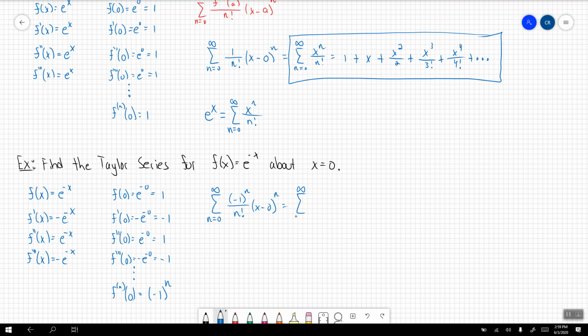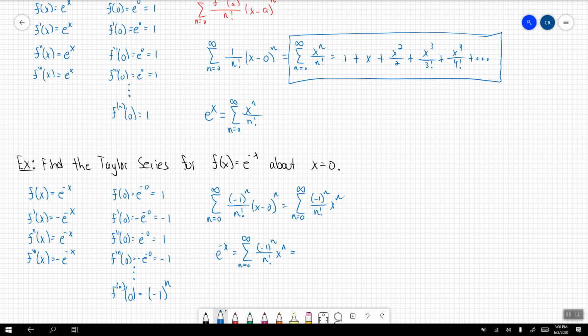Now, what does this mean then? Well, this means that we are looking at this polynomial. Alright, pretty cool. This means, ultimately, that e to the power of negative x is equal to this Taylor series, as long as we're centering at x is equal to 0, the sum of negative 1 to the n over n factorial, x to the power of n.